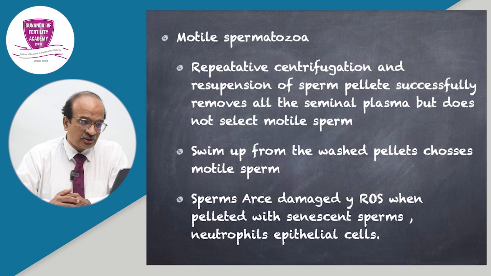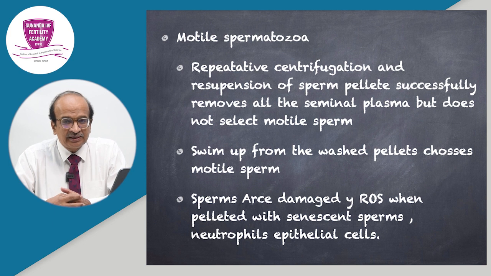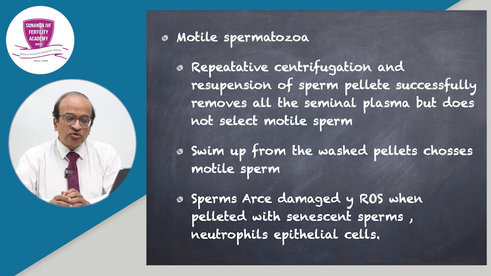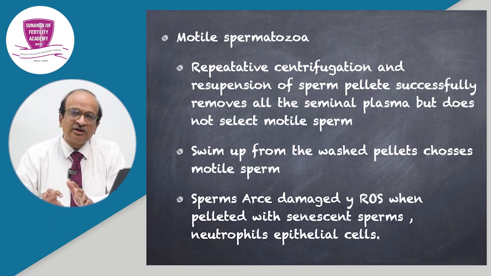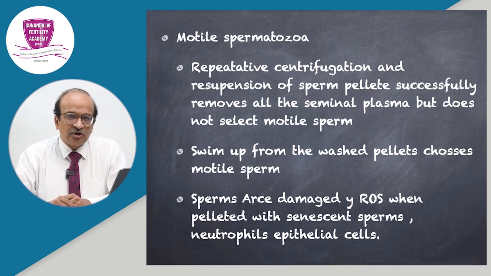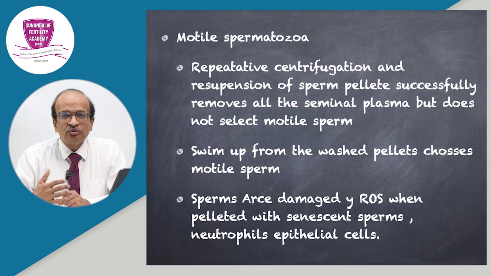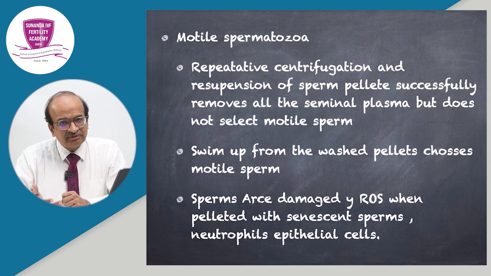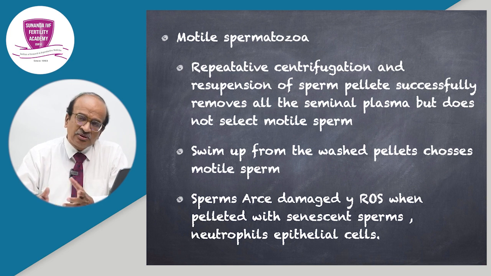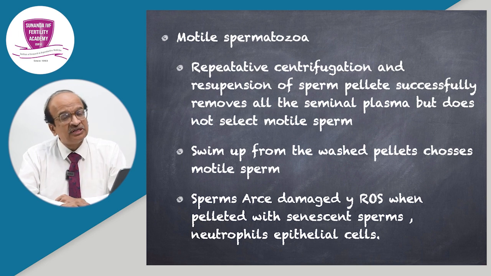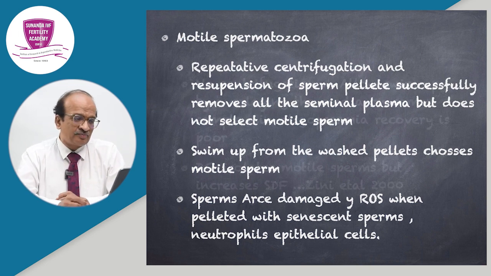Repetitive centrifugation and resuspension of the sperm pellet successfully removes all the seminal plasma and macrophages, etc., but still may not select a motile sperm. For motile sperm to be selected, you need to overlay with a media and allow the sperm to swim up. When you do the centrifugation repetitively, the sperm can be damaged by reactive oxygen species, and there's a possibility you may pellet the senescent sperm, and some neutrophils and epithelial cells could still be there.